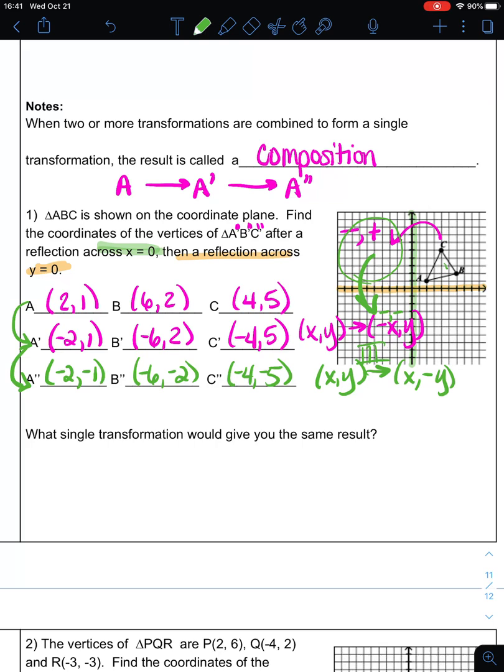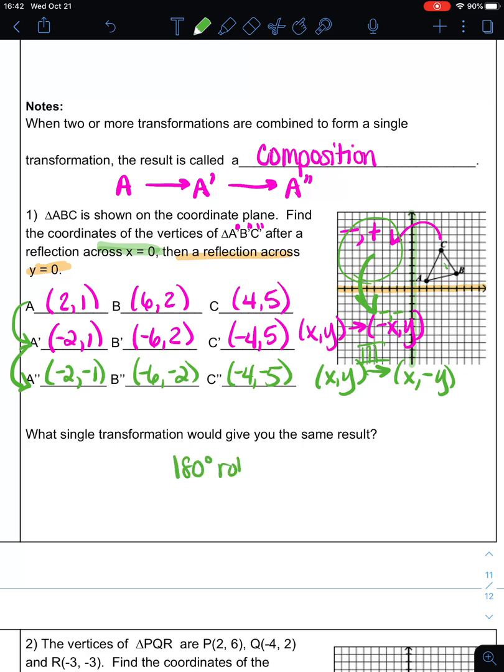So what single transformation would have given you the same result? Some people would think that y equals negative x would give you the same result. But remember, with y equals negative x, you have to switch the x and the y values. So that wouldn't work, because notice that all of my x and y values stay the same.